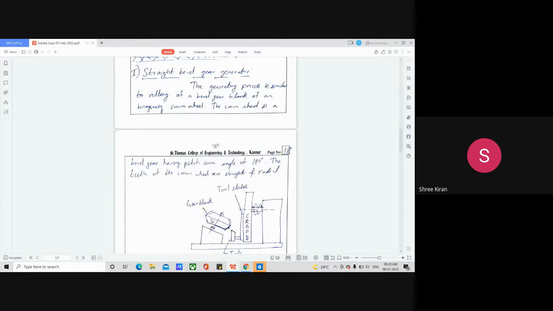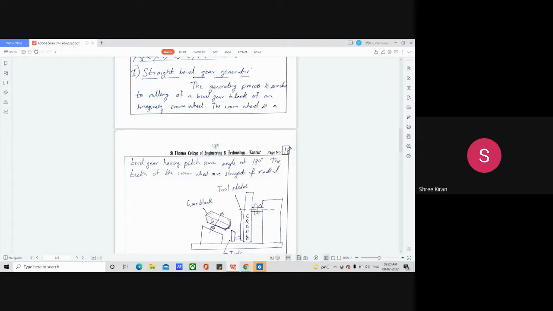The two tools together cut only one tooth space at a time. That's what happens in the case of a straight bevel gear generator, where the gear blank is held in the arbor.